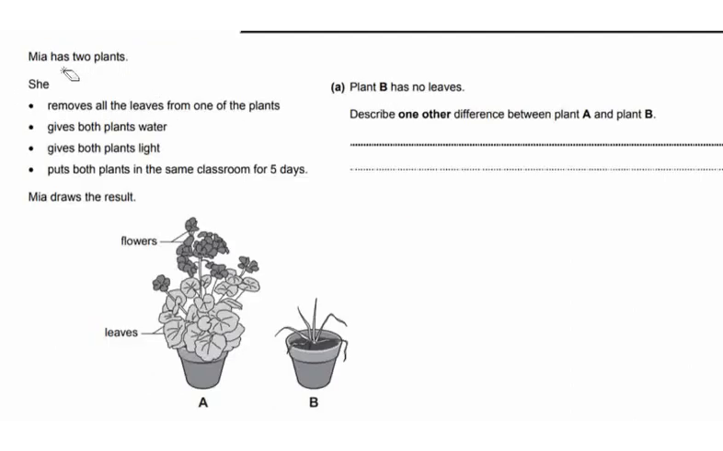Question number 5. Mia has 2 plants. She removes all the leaves from one of the plants, gives both plants water, gives both plants light, and puts both plants in the same classroom for 5 days. Mia draws the results. Question A. Plant B has no leaves. Describe one other difference between plant A and plant B. 10 seconds from now.